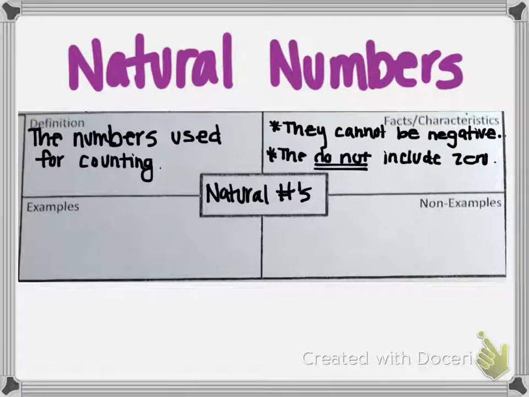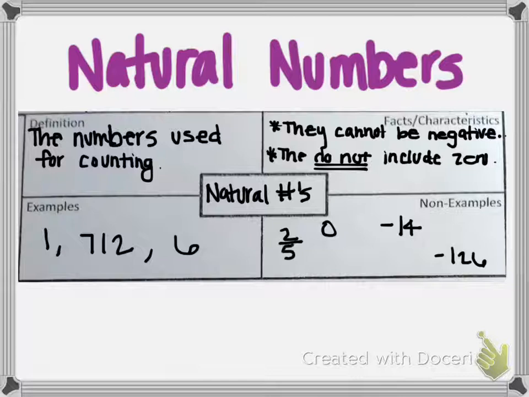Some examples are 1, 712, and 6. Natural numbers, the counting numbers used for counting, and they do not include zero. So non-examples: if they don't include zero, zero is a non-example. It cannot be negative, so something like negative 14 or negative 126 are not natural numbers. And even fractions, such as 2/5 or negative 4/7. So those are natural numbers.